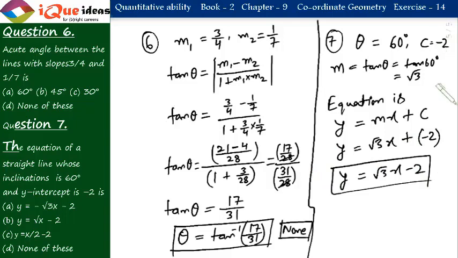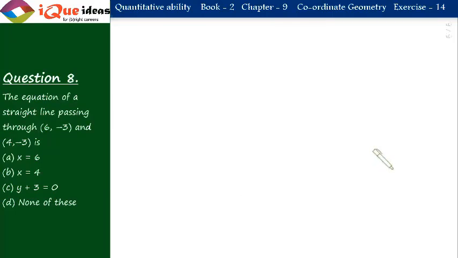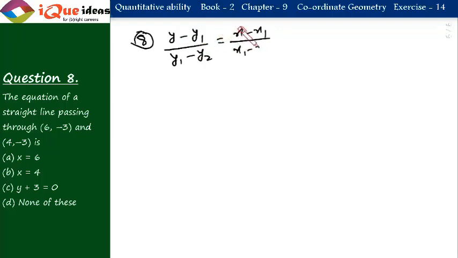Okay, now let's take the next question, question number 8. It says the equation of straight line passing through (6, minus 3) and (4, minus 3) is. Now for the 8th question, we know the formula for equation of line through 2 points is (y minus y1) upon (y1 minus y2) is equal to (x minus x1) upon (x1 minus x2). Here y1 and y2 are same, so let me write it this way: y minus y1 equal to (y1 minus y2) into (x minus x1) upon (x1 minus x2).